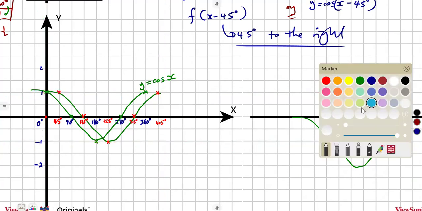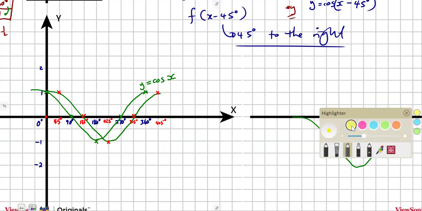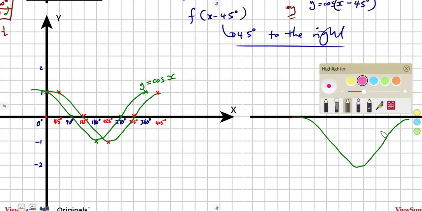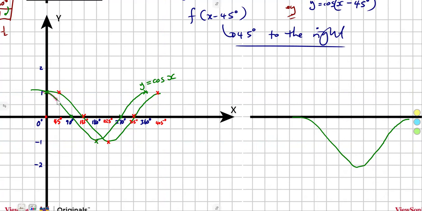All right, let me put this one for the original. This is our original graph, y is equal to cos of x. Or let me just reduce it a little bit. All right, this is our original graph, y is equal to cos of x.